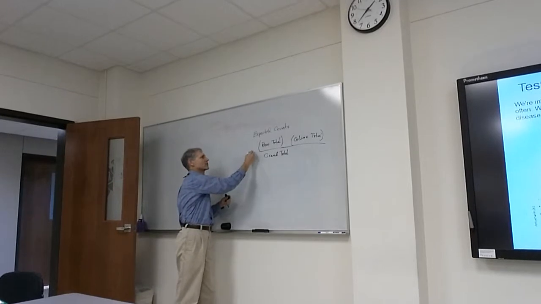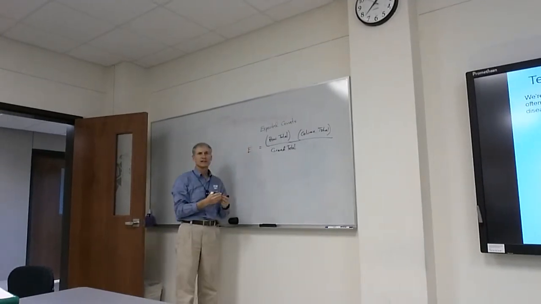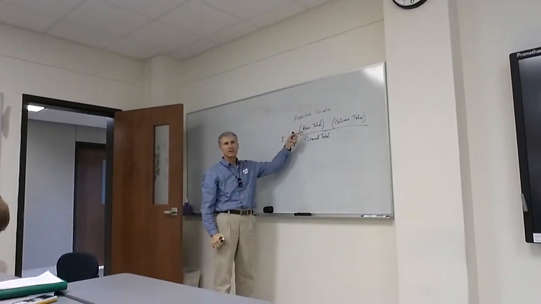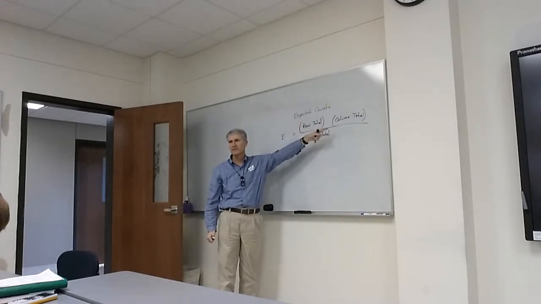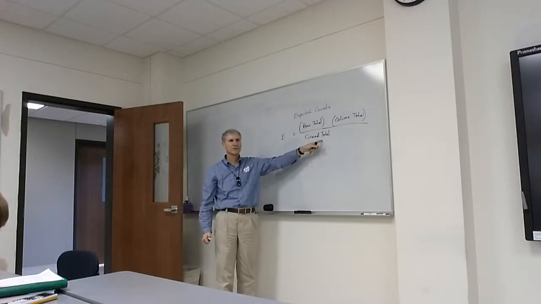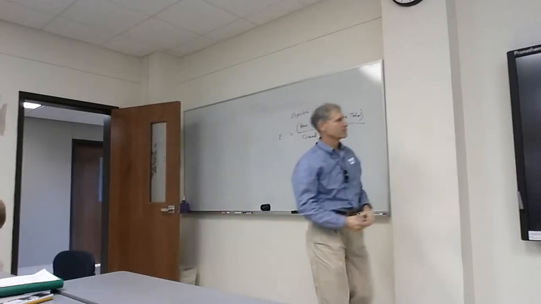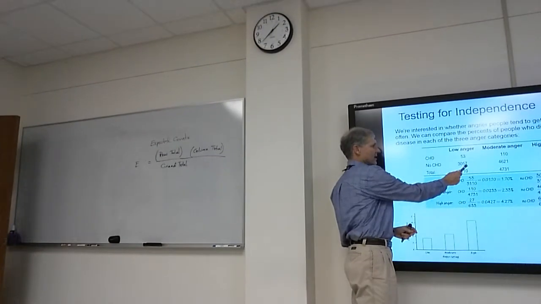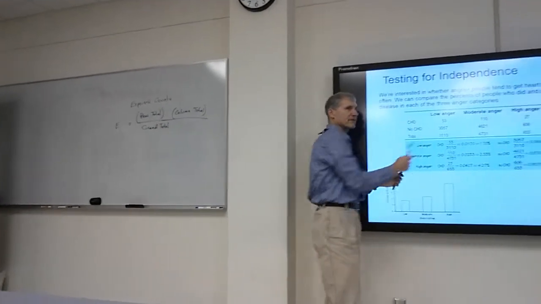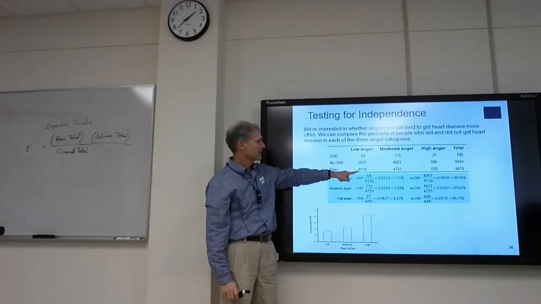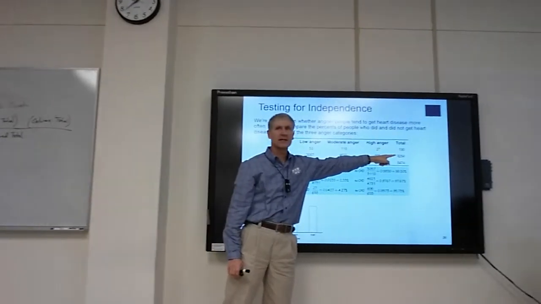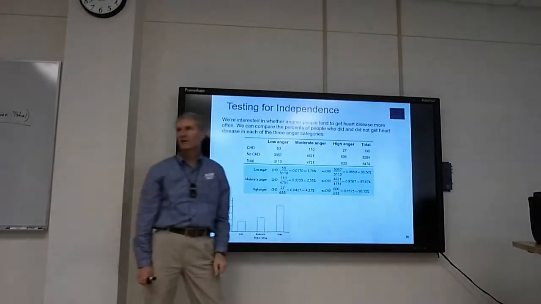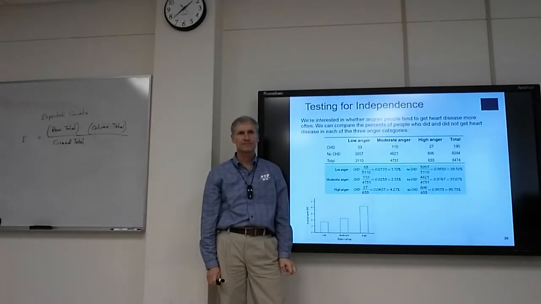So that's a general formula for expected counts. For any cell, you just take the row total for that cell times the column total for that cell, divide by the grand total of the whole table. So if I want the expected count sitting here in the lower left, I take the column total for the column that's in, then the row total for the row that it's in, divide by the grand total. And that'll give me the expected count.